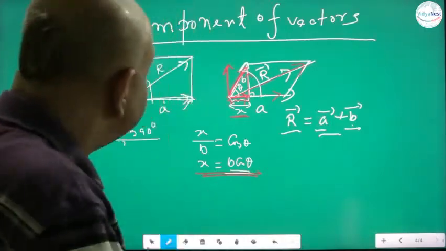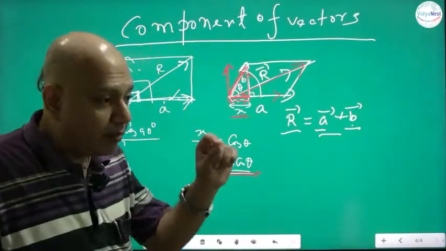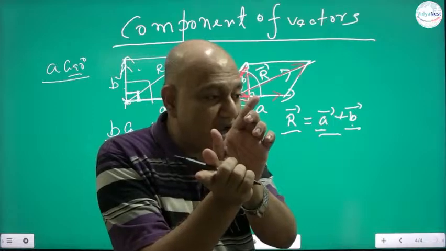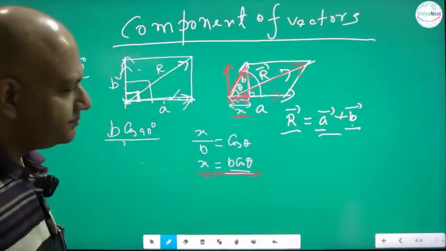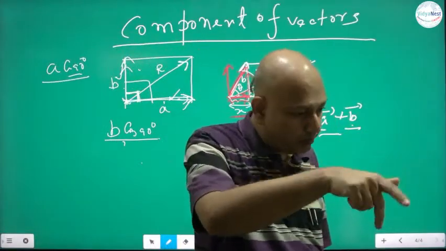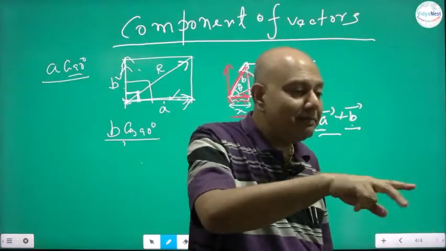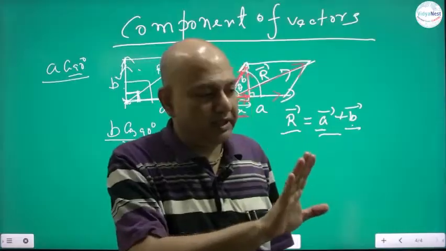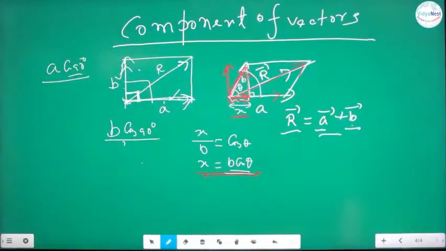So, these kinds of components we are going to take. That component should be mutually at 90 degrees with each other. Clear? Whenever we are going to split a vector into components, we must split the vector into mutually perpendicular components. Simple case. Check. Understood?